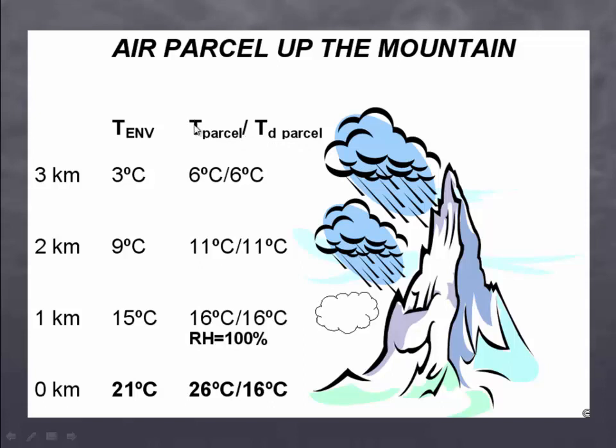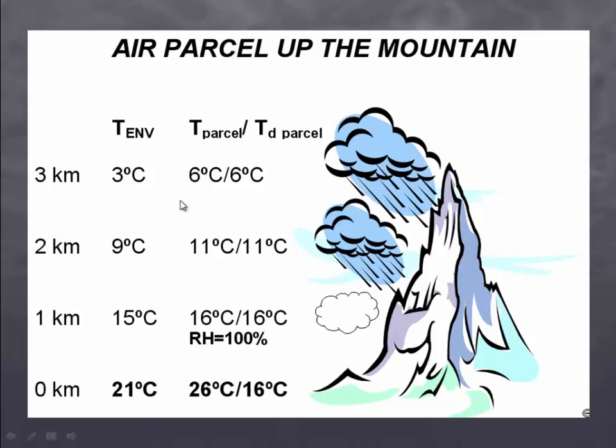Temperature is abbreviated by T. I have T sub ENV, which is the temperature of the environment, the temperature of the parcel, and T sub D of the parcel, that's the dew point temperature of the parcel. Whenever you see this in meteorology, the left side is going to be the temperature, the right side is going to be the dew point. Sometimes it's expressed as a fraction, where the numerator is the temperature and the denominator is the dew point. So, how will an air parcel change as we lift it up and over a mountain?